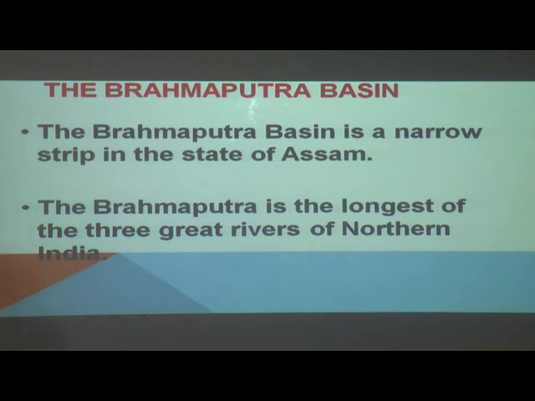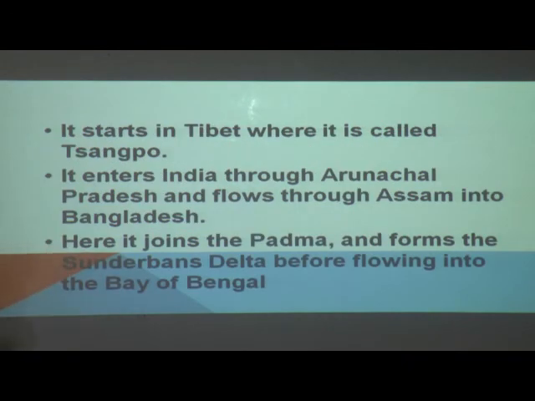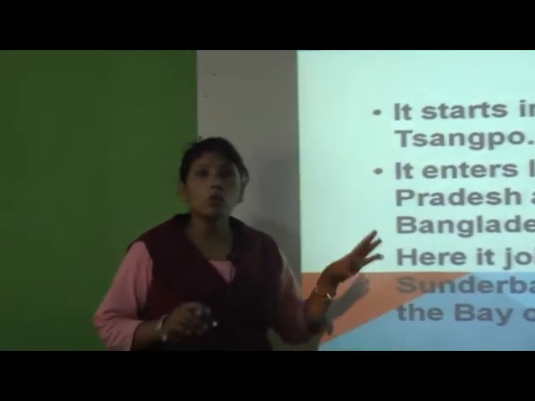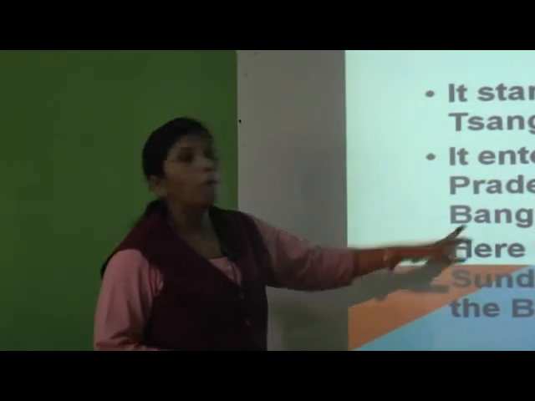Brahmaputra is the longest river of the northern plains. Okay, it starts in Tibet, where it is called Sangpo. The word here, underline here, Sangpo. Though it starts from Tibet, where it is called Sangpo, it enters India from Arunachal Pradesh and flows through Assam into Bangladesh.